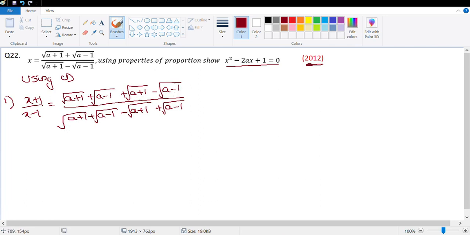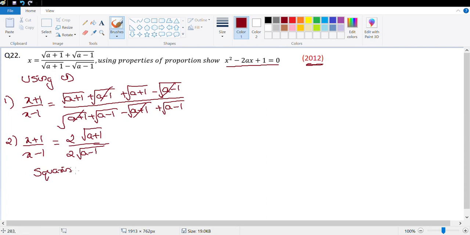Fourth term and the second term, first term and the third term get cancelled. So we have (x plus 1) upon (x minus 1) is equal to (2 times a plus 1) upon (2 times a minus 1). What I need to prove, I have x square, which means I will have to square both sides. Here I also have a in the square root sign, so I will have to square it to remove the square root sign.